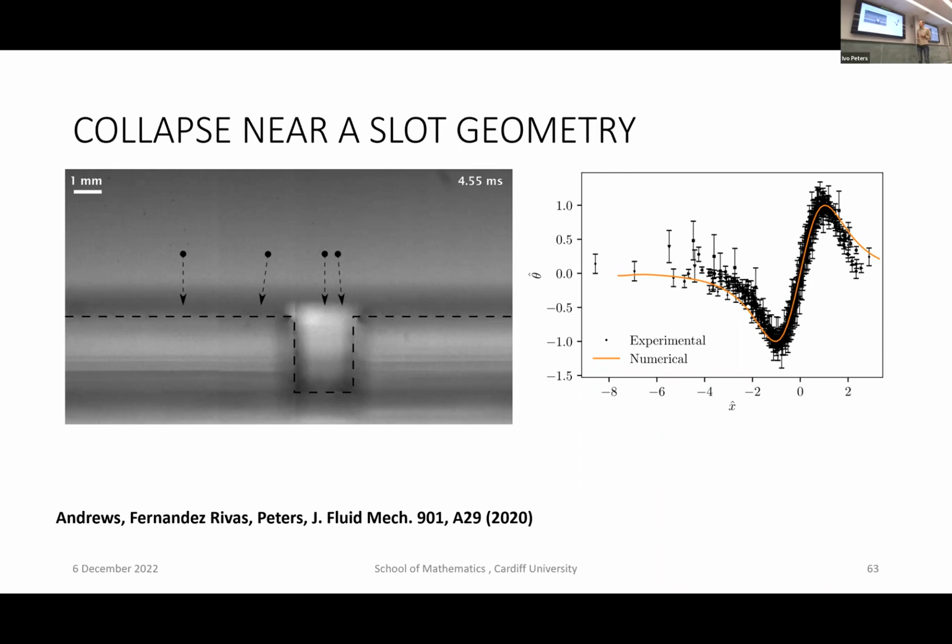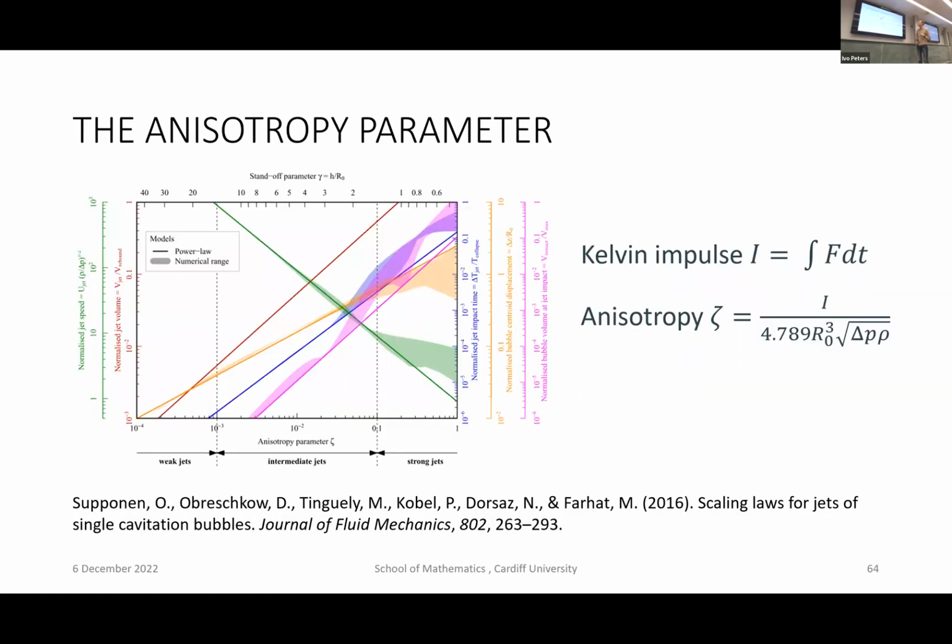So the reason why I'm showing this, one, because it's very nice work, and also we now use this numerical model a bit further. And before I say what we're going to do with this numerical model, I want to introduce a new concept to you. So this is from the group at EPFL. Butu Supono is the first author, and Mohamed Farhat. So they introduced the anisotropy parameter, and there's a lot of stuff on this graph, and that's kind of the point.